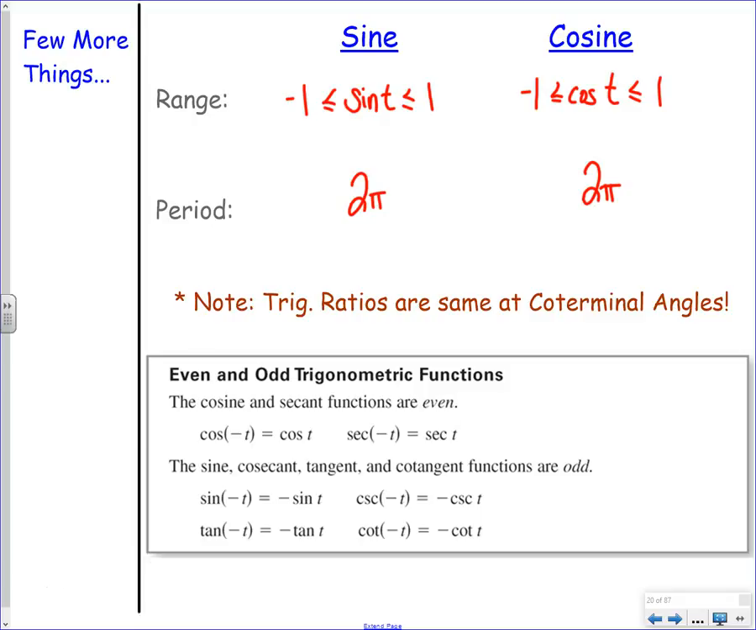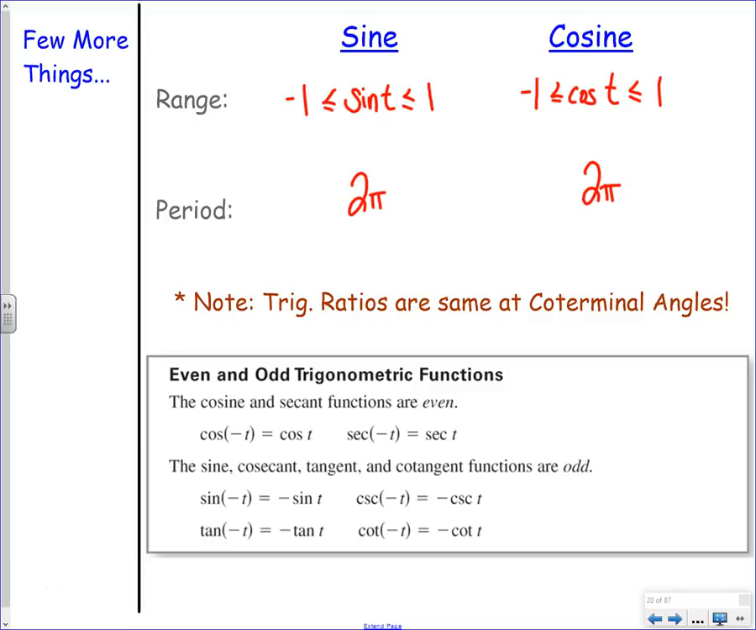The very last thing that you are writing down on this page has to do with even and odd trig functions. If you plug in a negative angle for cosine or secant, the values will be the exact same as if it wasn't negative. So cosine of negative pi over 6 is equal to cosine of pi over 6. If you look at your unit circle, that would make sense. Same thing with secant, but with all the other trig functions, sine, cosecant, tangent, cotangent, if you plug in a negative, you get out a negative.